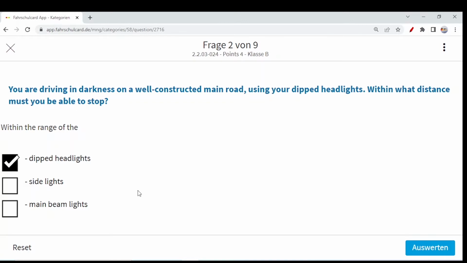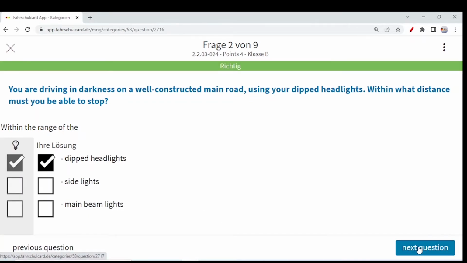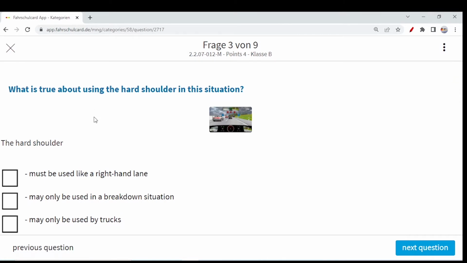During the night time, no side lights, no beam, main beam maybe when no oncoming traffic, and the recommended light is dipped headlights. This we have already discussed a lot in previous videos. So our next question is, what is true about using the hard shoulder in this situation?